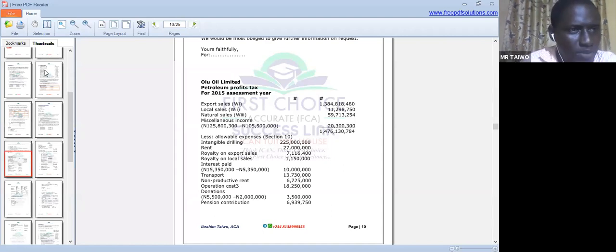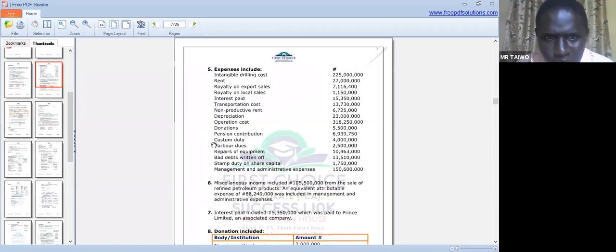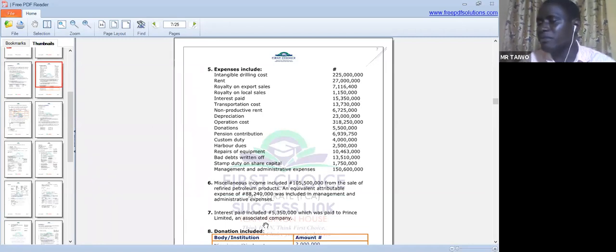Interest paid. If you look at the question very well, you are told that you have an interest paid of 15,350,000. But part of the interest paid, they say in note 7, included 5,350,000 which was paid to Prince Limited, an associated company. So far, the examiner did not go further. They are to tell you that though it's an associated company, the interest paid to them is at the prevailing market rate.